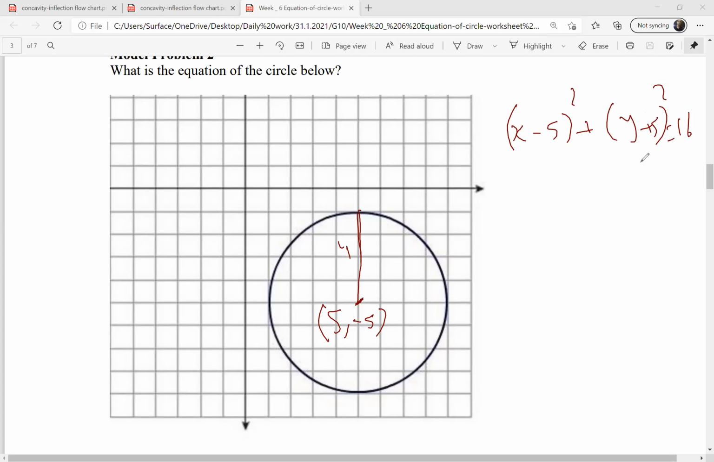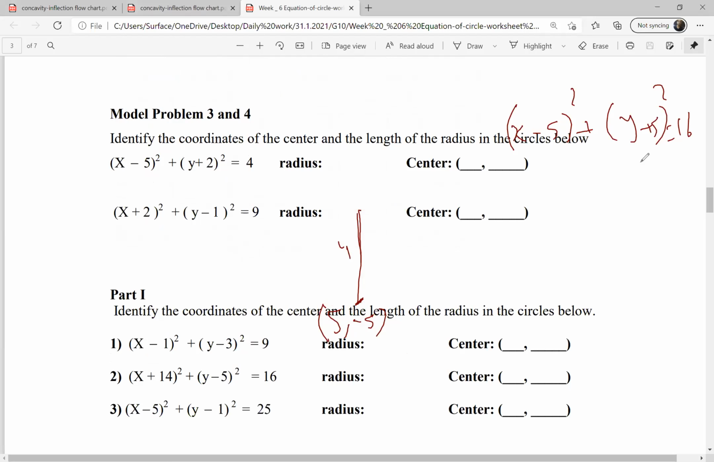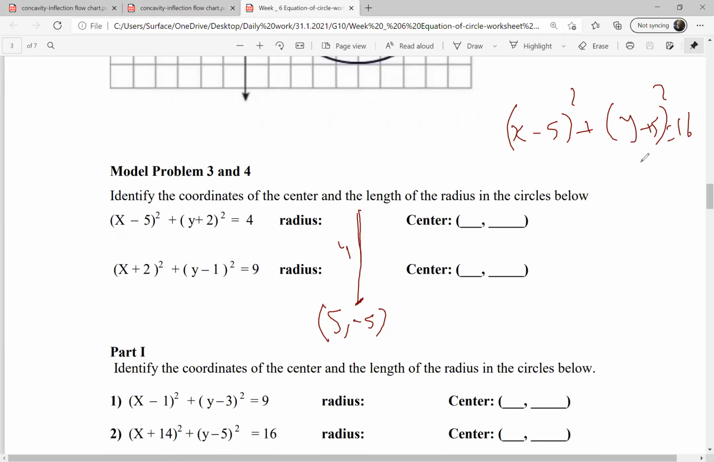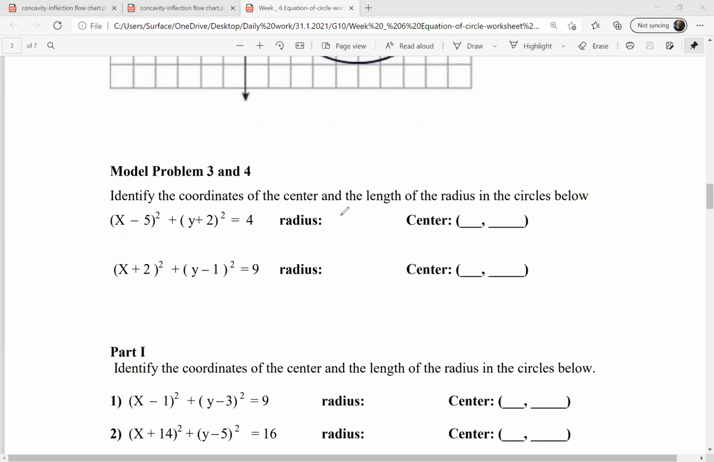Okay. Who raised their hand? Nour. Tell me, Nour. Problem 3 and 4: (x minus 5) squared plus (y plus 2) squared equals 4. The radius is and the center is. Go on, Nour. The radius is 2 and the center is 5 and negative 2. Who can solve this one? (x plus 2) squared plus (y minus 1) squared equals 9.